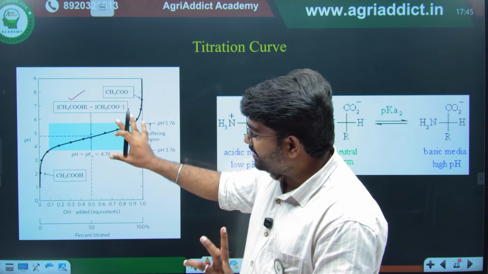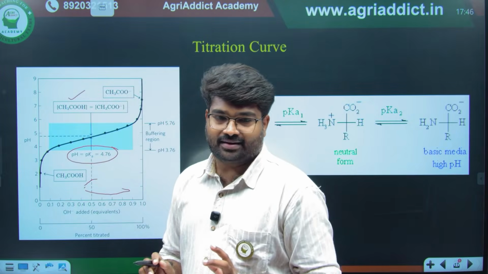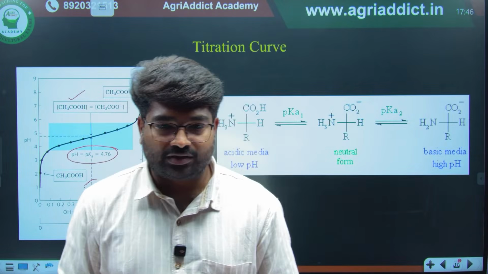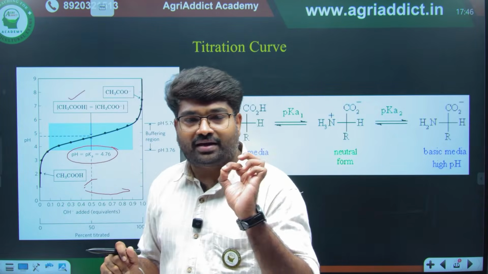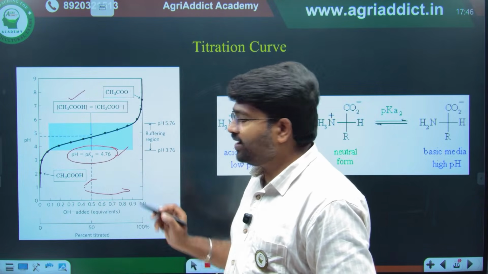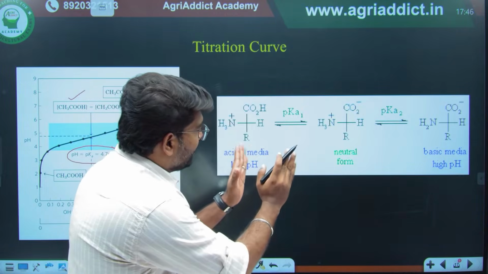For every acid, there will be a particular pKa value. This is another important question. The pKa value for acetic acid is 4.76. This is another important question. Now we are coming to our actual point.